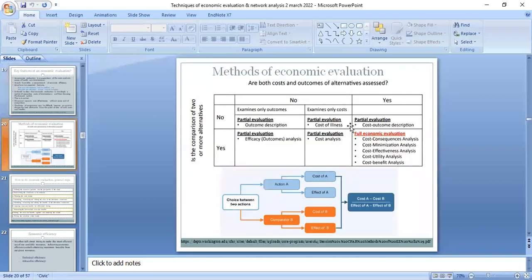Now, methods of economic evaluation. If we plot a table between the comparison of one or more alternatives and both the costs and outcomes of the alternatives assessed, if both of these factors are present, then we have a full economic evaluation. And if one or both of them are missing, then we have a partial evaluation.